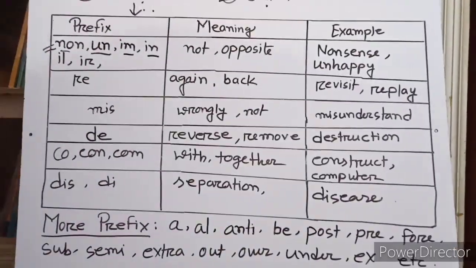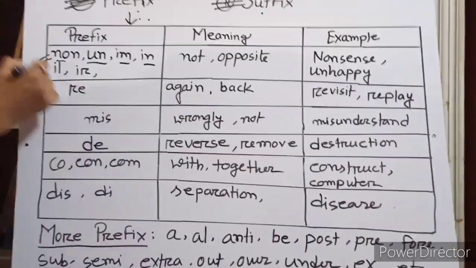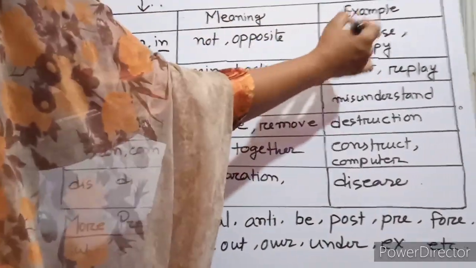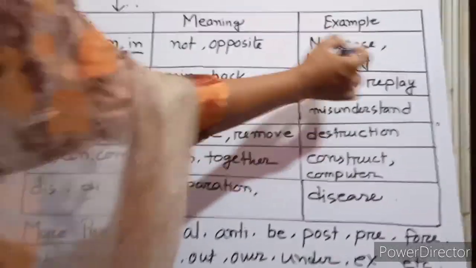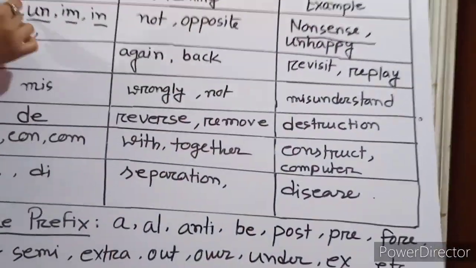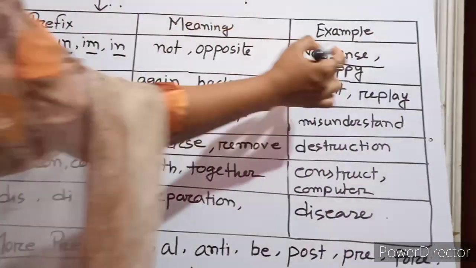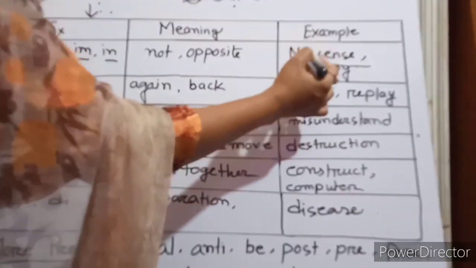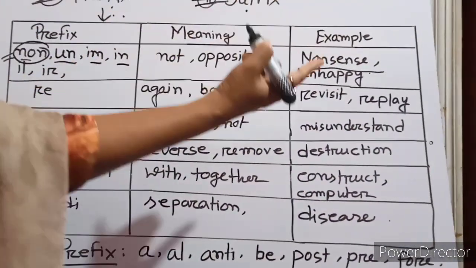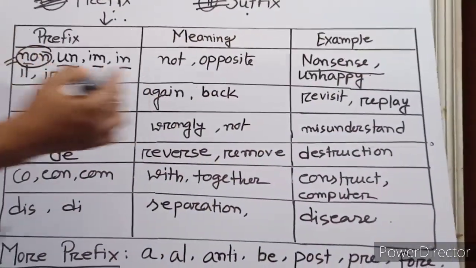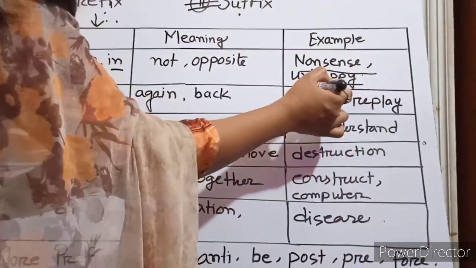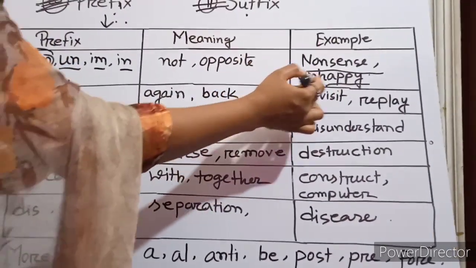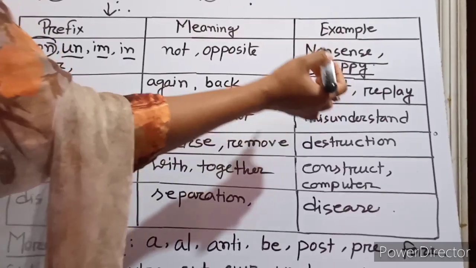If you want to mean something opposite, in that case you can use these syllables. And here is the example. Here is the example for you. First one is nonsense. I used here non and sense. My root word was sense and I used non. So my new word is nonsense. After that, my root word was happy. I have added here un. That means unhappy, a new word.